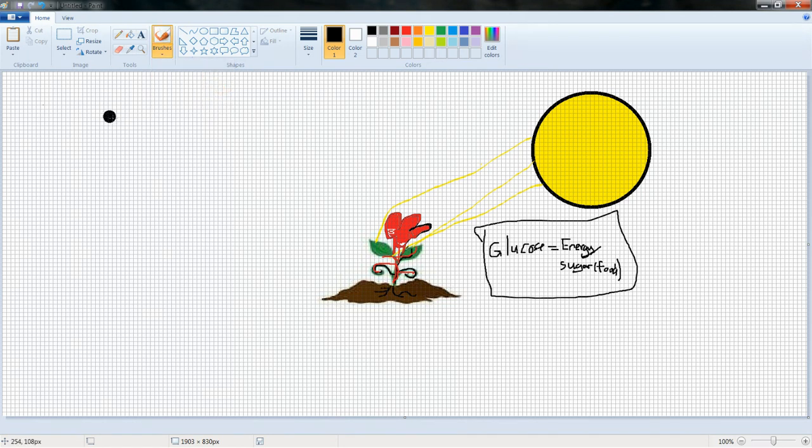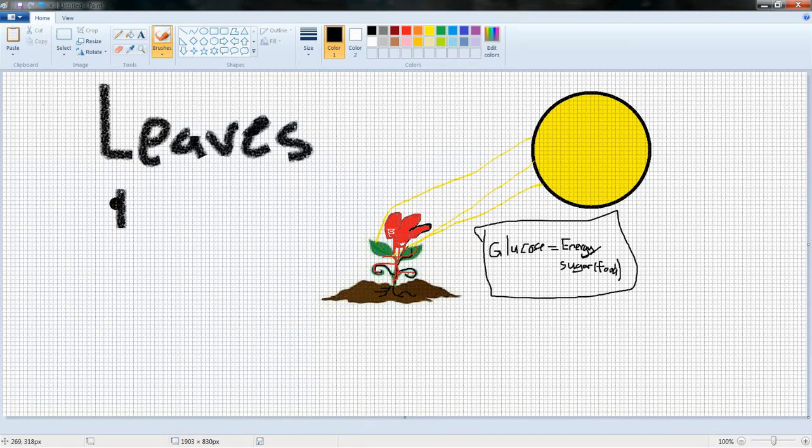So it goes to the leaves, so the leaves can grow longer. It goes to the flower, and it goes to the roots.